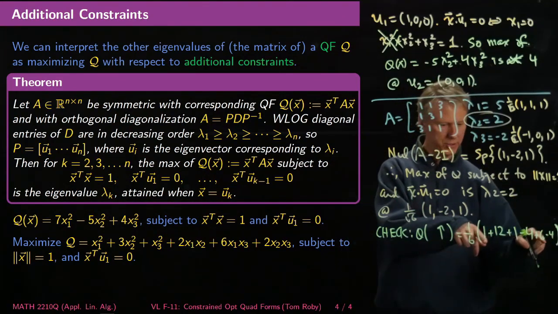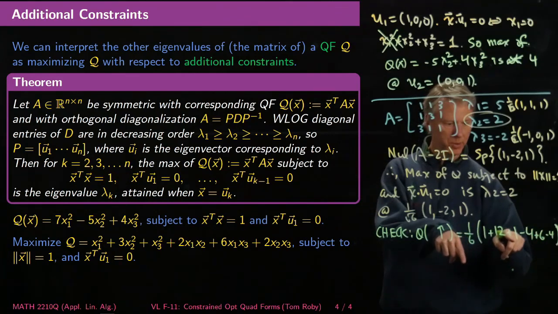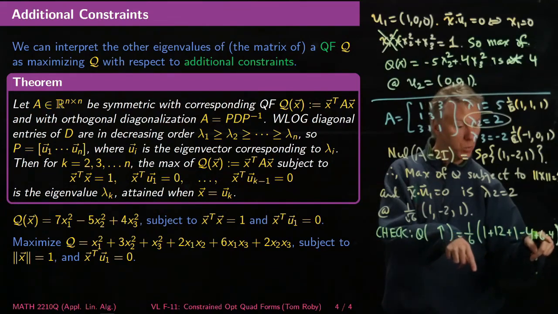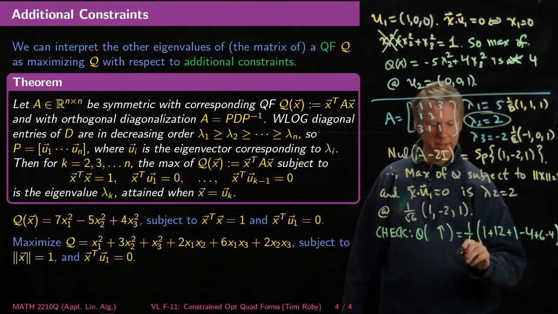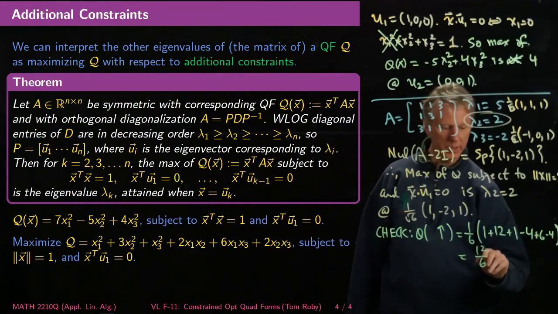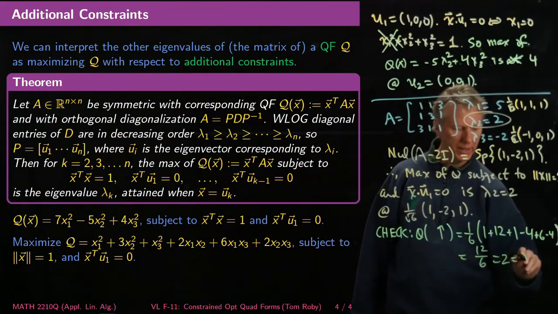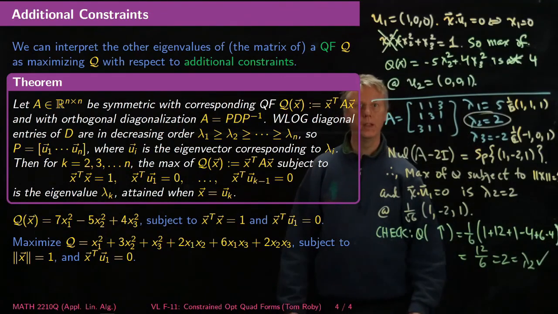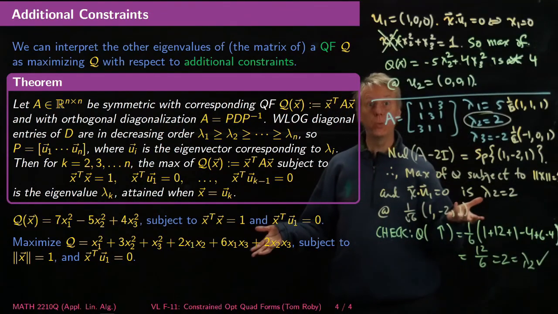All right, so now let's just check. What do I get? I get 12 plus 1 plus 1 is 14, minus 4 is 10, plus 6 is 16, minus 4 is 12, divided by 6. So I get 12 over 6, which is equal to 2, and that's equal to lambda 2, check. OK? So that's how these things work.